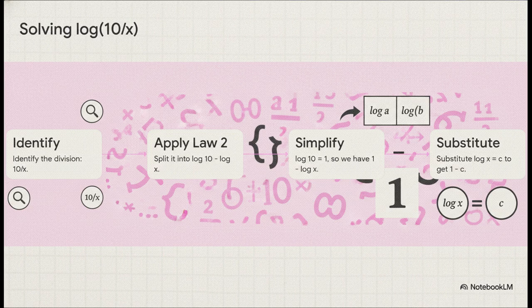Step 3. We simplify what we know. Based on our very first definition, 10 to what power equals 10? Well, the power of 1, obviously, so log 10 is simply 1. Now our equation is looking much cleaner, 1 minus log x. Finally, step 4. We substitute the information we were given in the problem. We were told log x equals c, so we literally just replace log x with c, giving us our final, beautifully clean answer, 1 minus c.